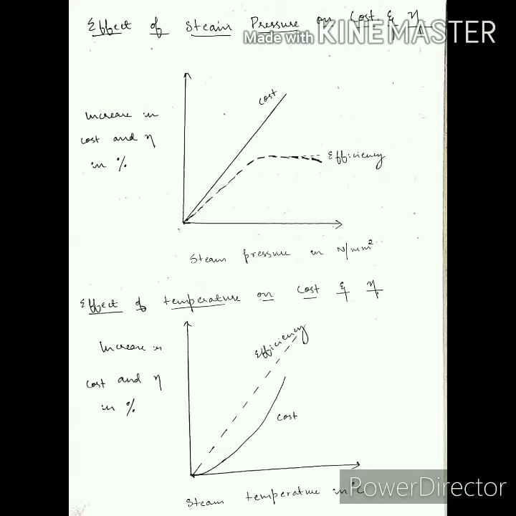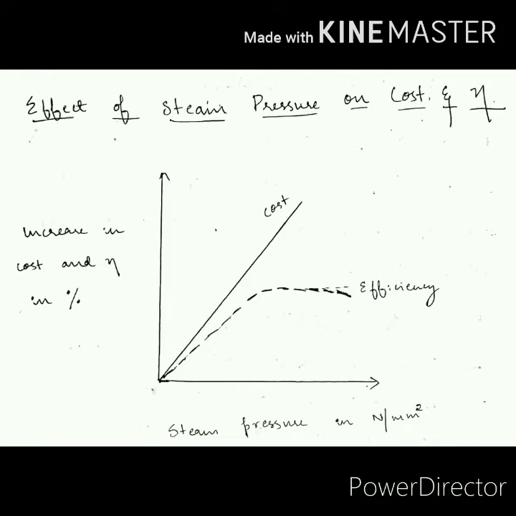So next, let us see the effect of pressure and temperature on the cost and efficiency in case of a steam power plant. So as you can see in the first graph, when the pressure increases, the efficiency increases. But when it reaches a certain point, it obeys the law of diminishing returns. In the sense, when it reaches a certain point, it starts to decrease.